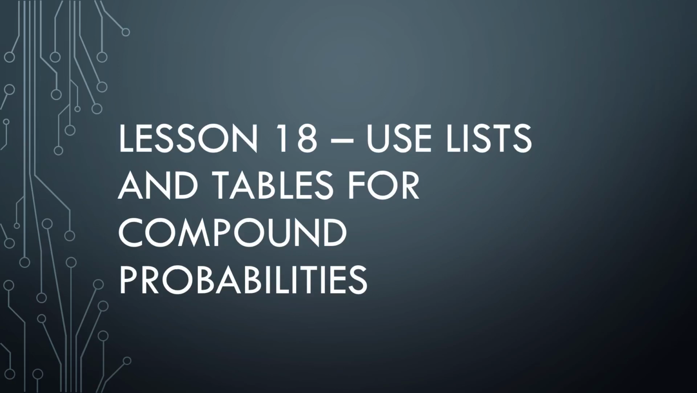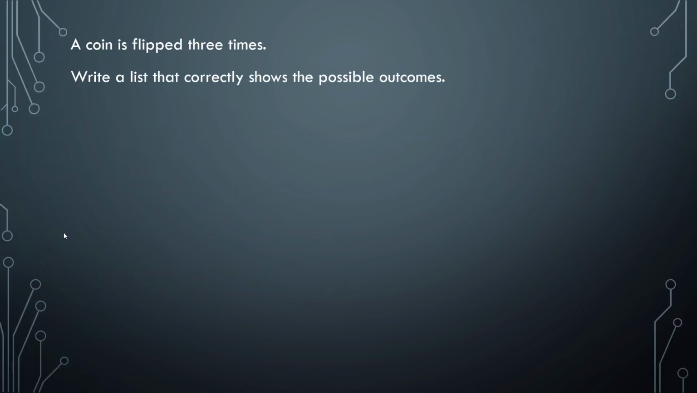Lesson 18, using lists and tables for compound probabilities. Our first question says that a coin is flipped 3 times, and we want to write a list that correctly shows all the possible outcomes.